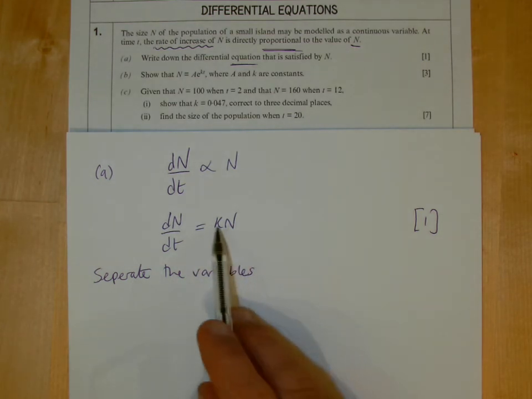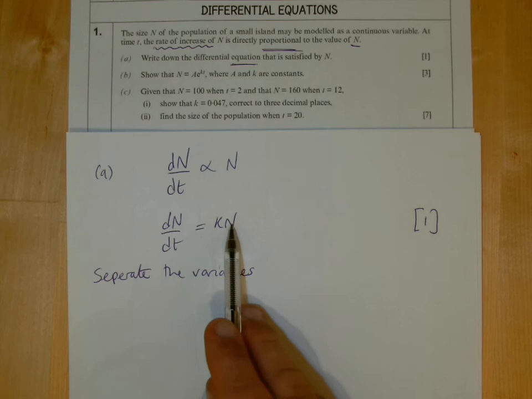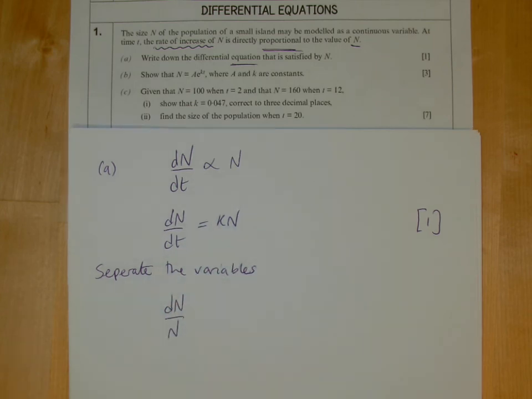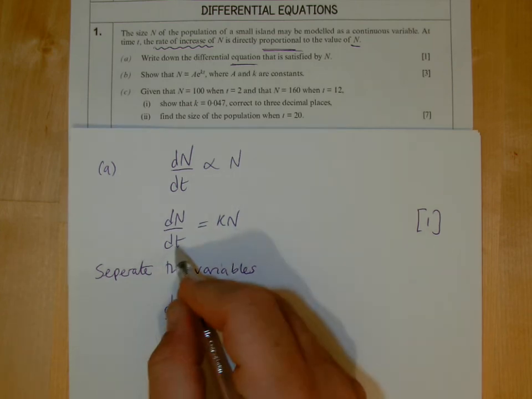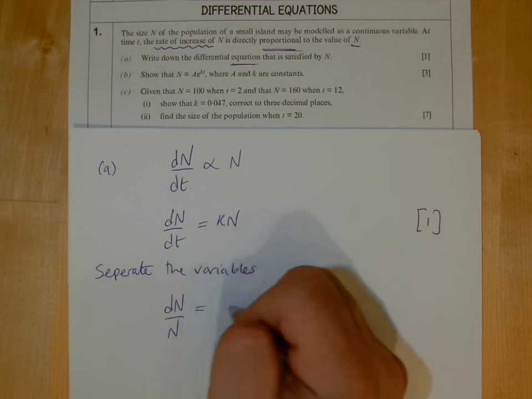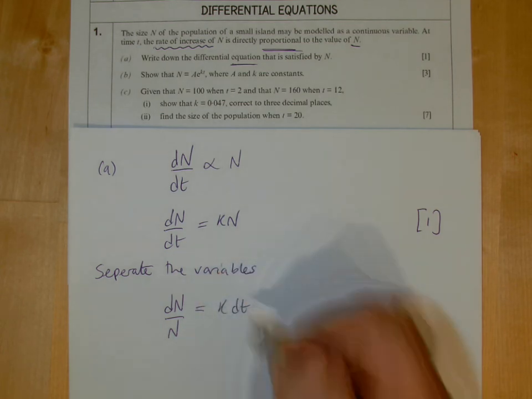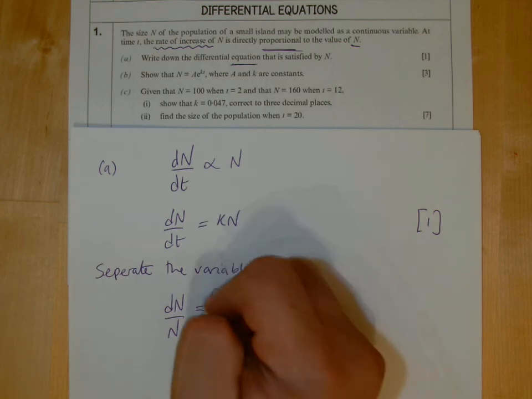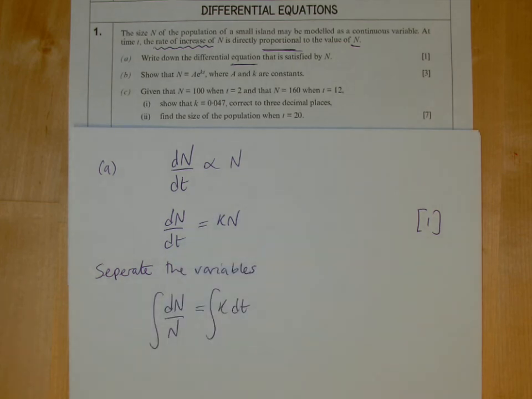So what I'm going to do is, I've got k times n here. I'm going to keep the k where it is, but that n I'm going to take over the other side. Because I'm timesing here, if I take it over, I'll have divide by n. And the dt, you might be wondering where it's gone. Well, I'm going to take the dt over to the other side. So I've got k here, put dt there. So I've separated the variables, got the n's on one side and the t's on the other side. And of course, separating the variables means that I'm going to integrate.